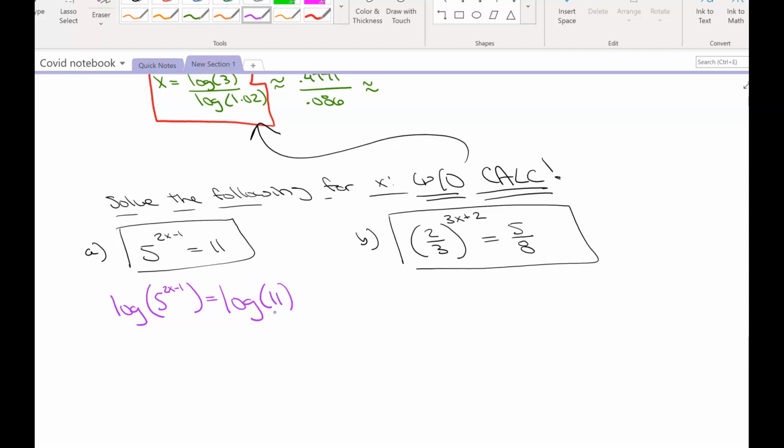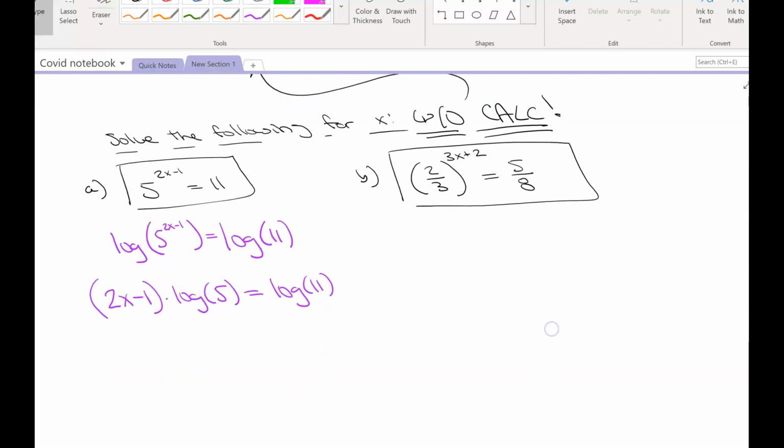And then you're saying, oh, I've got the swing in front property, because it's the log of 5 raised to the power, and the exponent portion can swing in front. So yay, that means 2x minus 1 can swing in front, and that is multiplied by log 5, so watch our parentheses. Parentheses are really important right here. And this equals log base 10 of 11. Okay, and I'm solving for x.